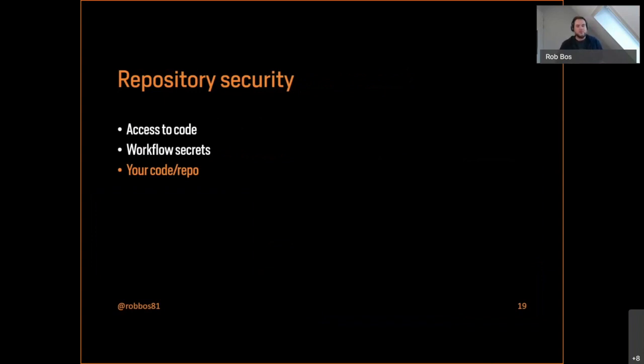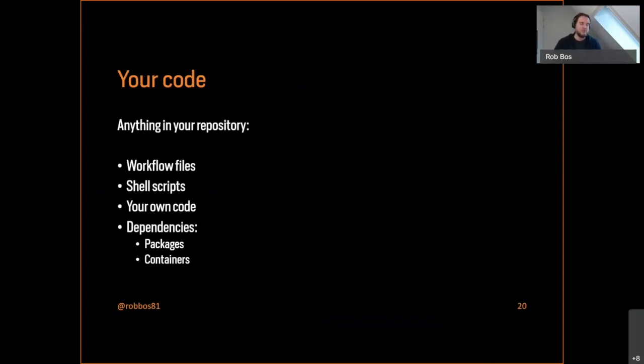What you also need to think about is the code itself in your repository. And that means anything within your repository. That could be your workflow files that somebody has read access to, the shell scripts that are in there that you use in your pipelines. Your own code is something that you need to think of, and this is a security aspect as well. But also all the dependencies that you're using in your repository, whether it be NPM packages, NuGet packages, those third-party dependencies, or the Docker containers that you use. Those are probably built on an image from somebody else, and all those layers in the images could have security vulnerabilities as well.